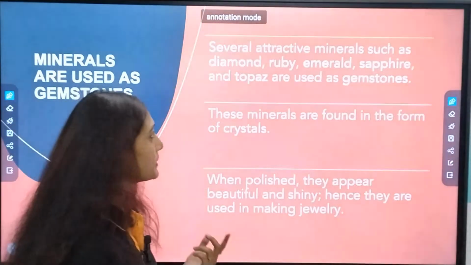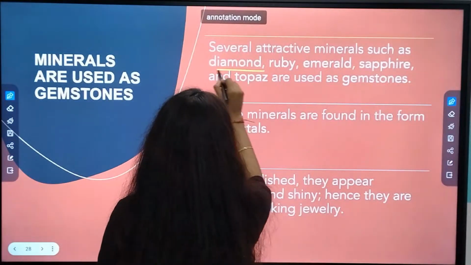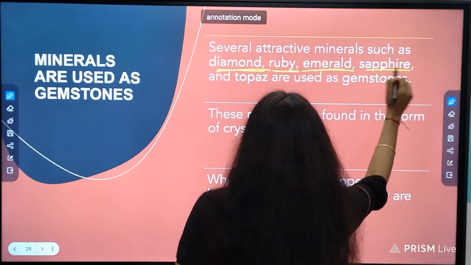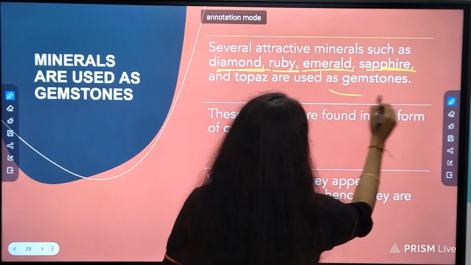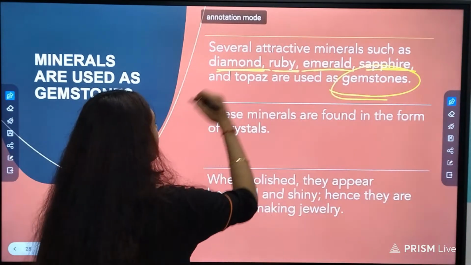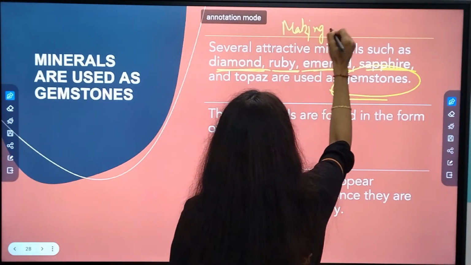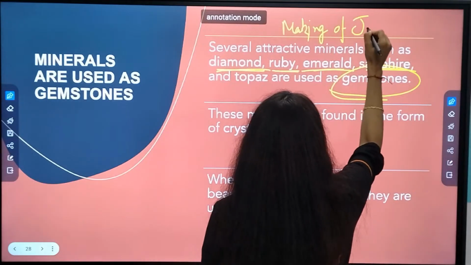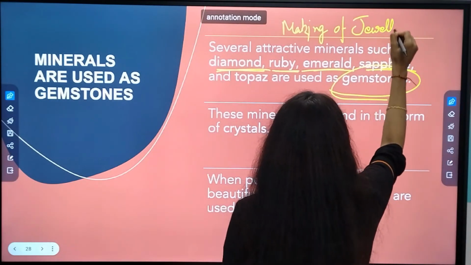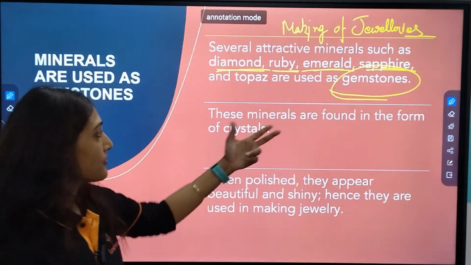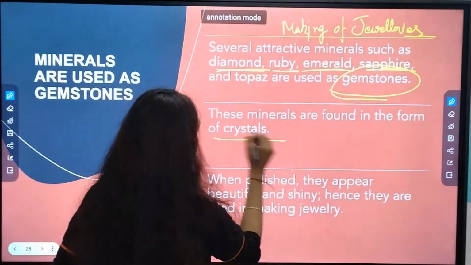Several attractive minerals such as diamond, ruby, emerald, sapphire, etc. are used as gemstones. Again, making of jewelries. These minerals are formed in the form of crystals.